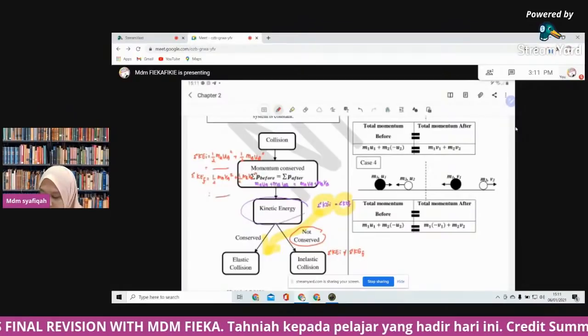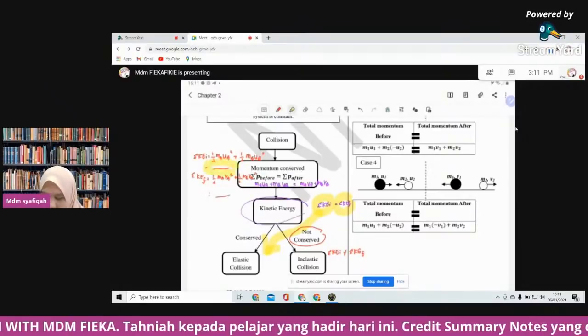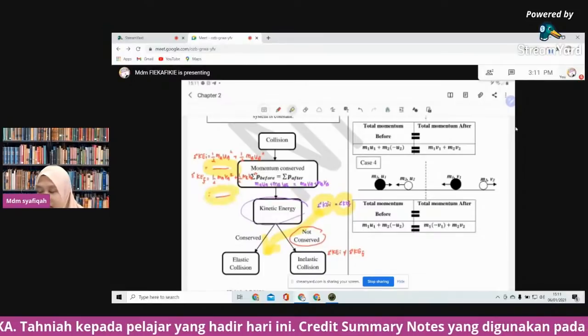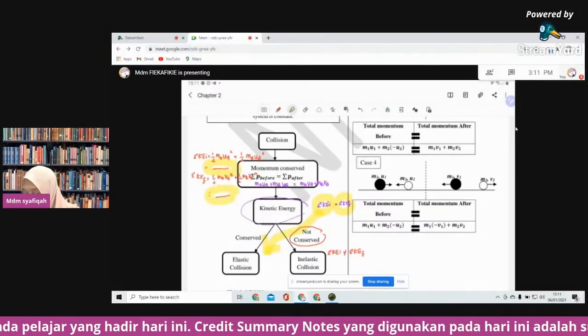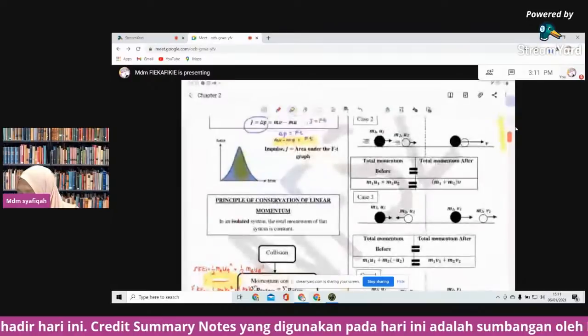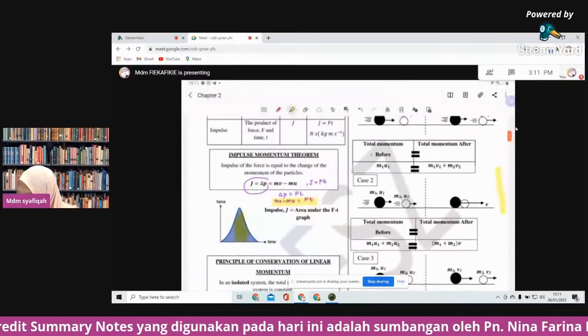Berapa? Okay, sepatutnya you tengok, sama tak dua ni? Kalau sama, dia adalah elastic. Kalau tak sama, dia adalah inelastic collision. Okay, so saya rasa ini semua orang dah tahu, kan?